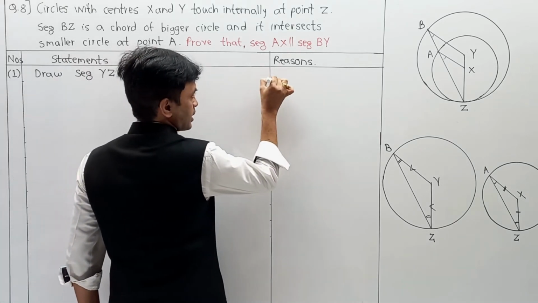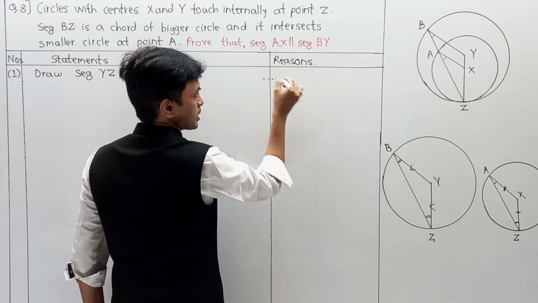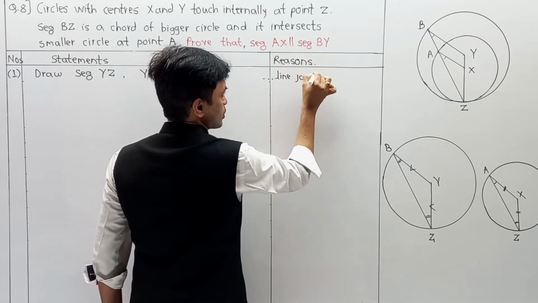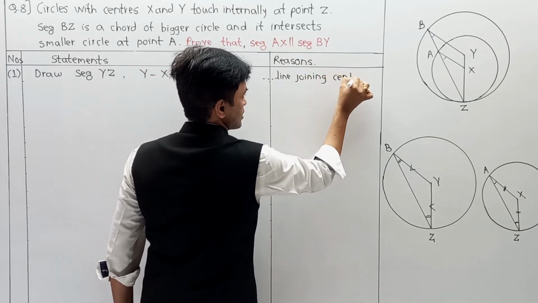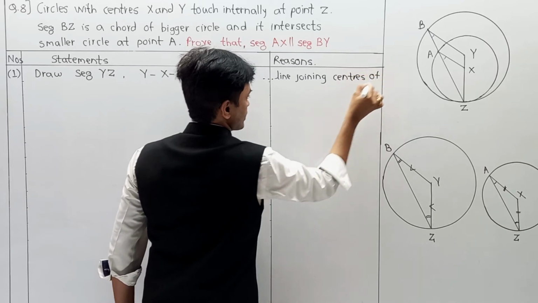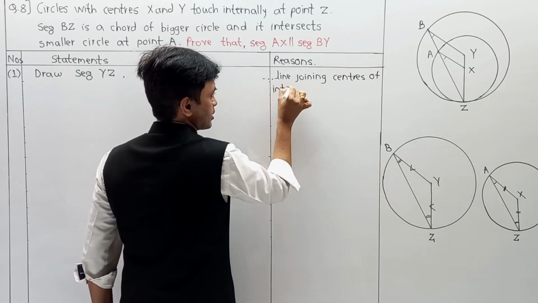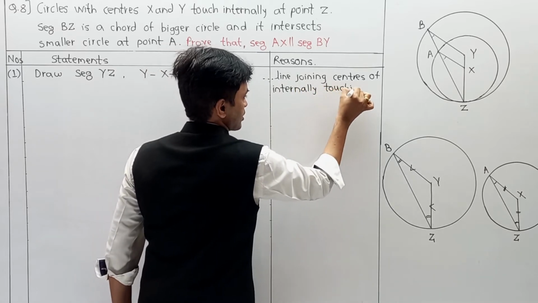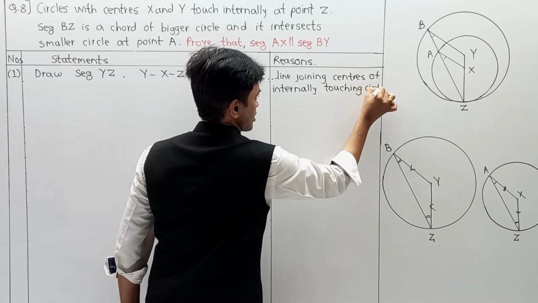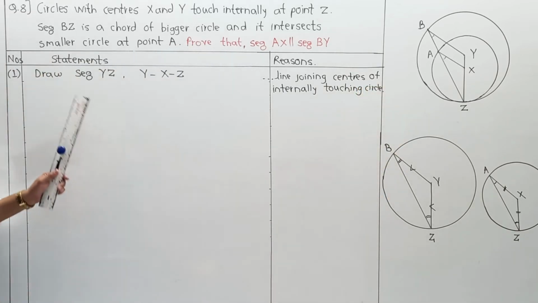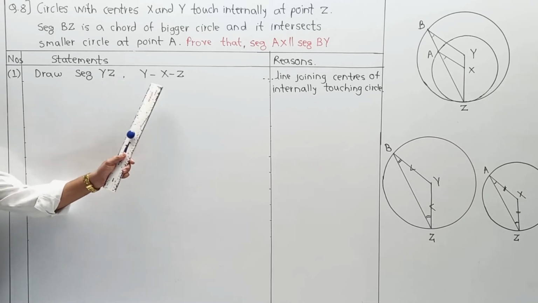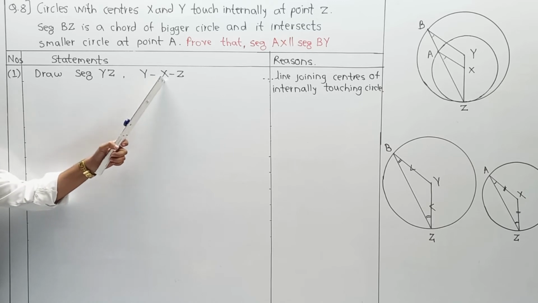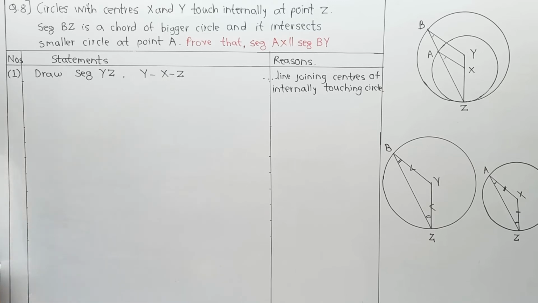Here, line joining centers of internally touching circle. Now one by one part is, as you have drawn a segment YZ which is nothing but Y dash X dash Z, where Y is the center of a larger circle, X is the center of a smaller circle and Z is a common point of contact.